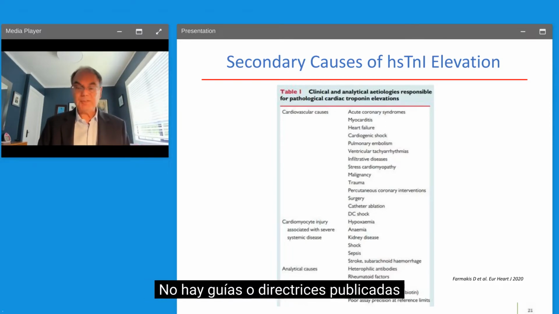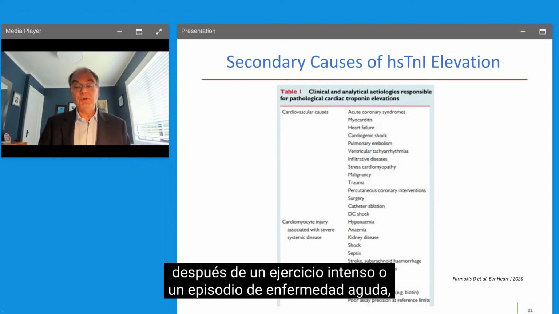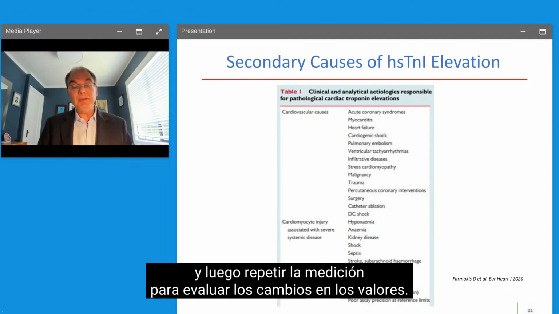There are no published guidelines on how to address this issue, but as a general principle, it is advisable to avoid high-sensitivity troponin I testing after intense exercise or an acute illness episode, and then repeat the measurement to assess longitudinal changes.